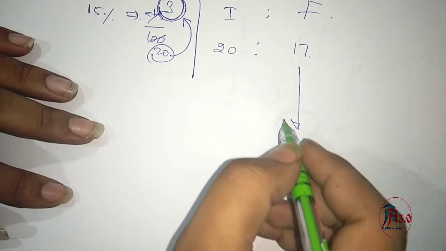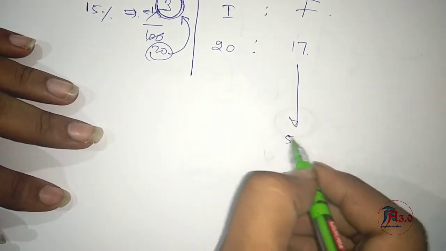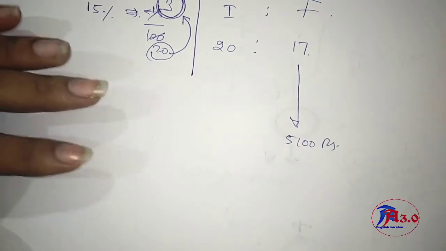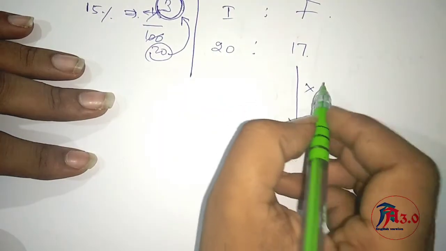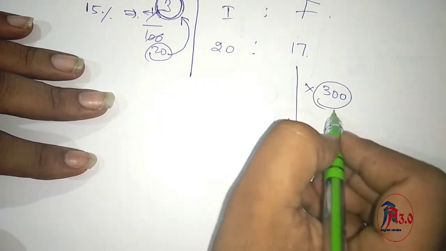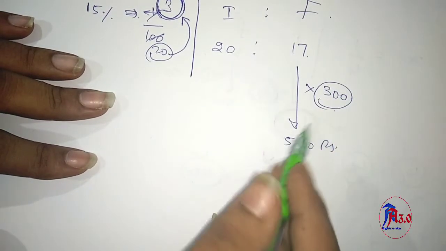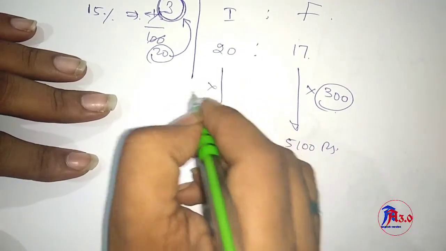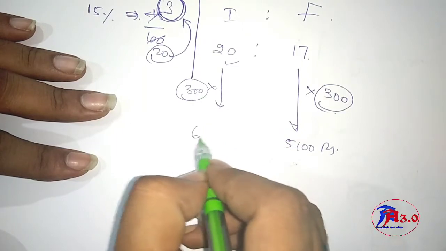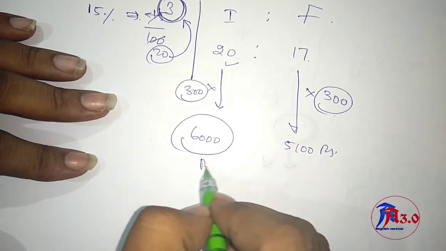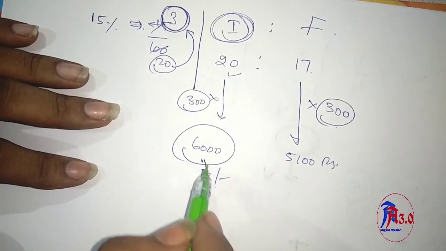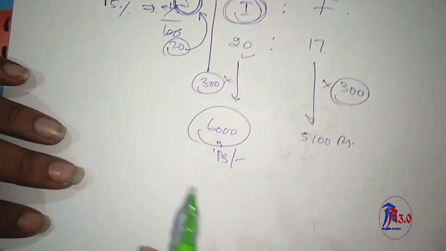The 17 units value is given as 5100 rupees. Then we get the value of 1 unit, which is 300. 17 times 300 is 5100. So here, what about 20 units value? 20 units value is 6000 rupees. His initial salary was 6000 rupees.